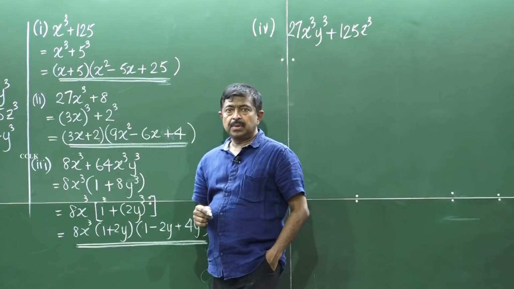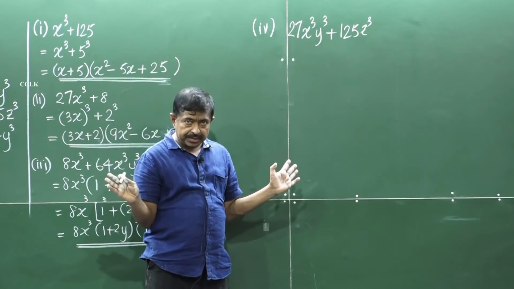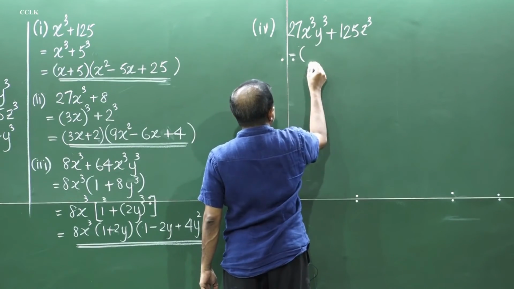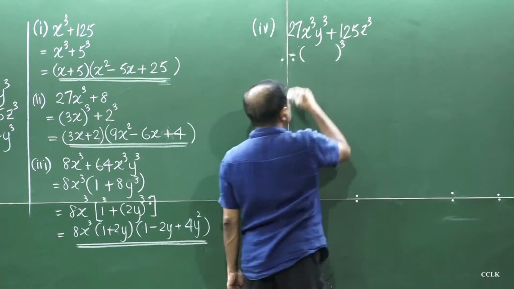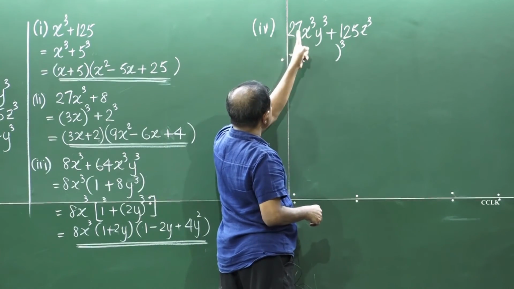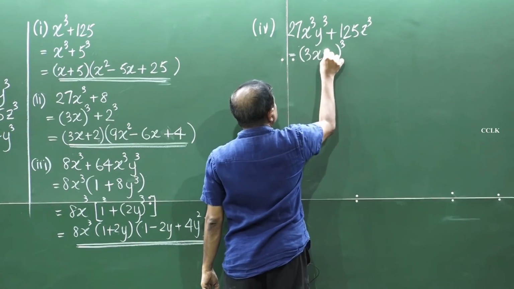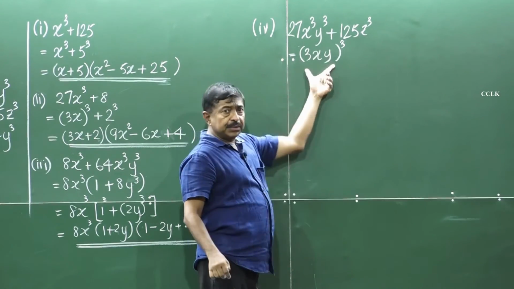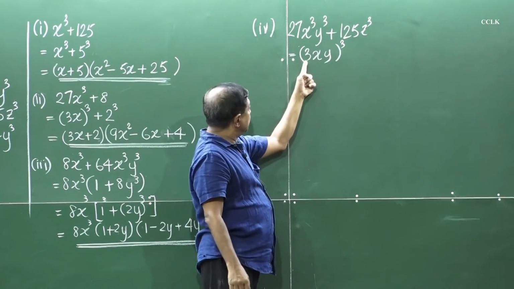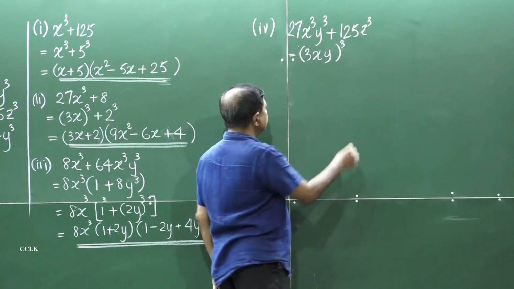Now, in fact, both are cubes, but no common factors. So, you have to write this as a cube. You can write this as 3 cube x cube y cube. So, inside you get 3xy, because when you raise it to its cube, you have to take the cube of each and every term, 27 x cube y cube. So, that is equal to this one.